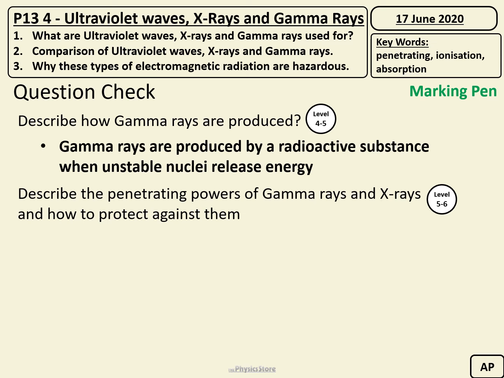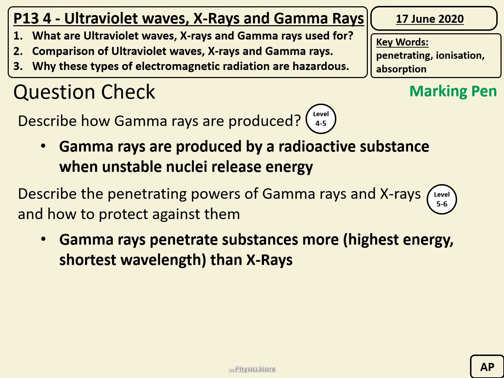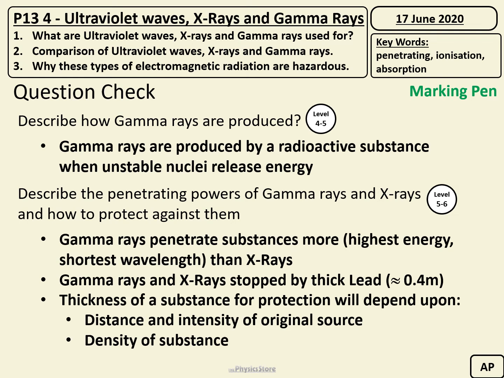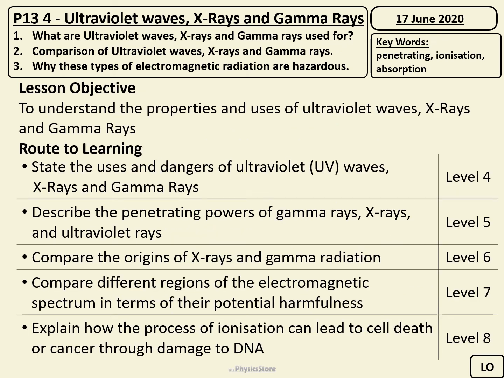Gamma rays are produced by a radioactive substance when unstable nuclei release energy. So to describe the penetrating powers of gamma rays and X-rays and how to protect against them: gamma rays penetrate substances more. They have the highest energy and the shortest wavelength compared to X-rays. Gamma rays and X-rays are stopped by thick lead, about 0.4 meters. The thickness of a substance for protection will depend on the distance and intensity of the original source, and the density of the substance.